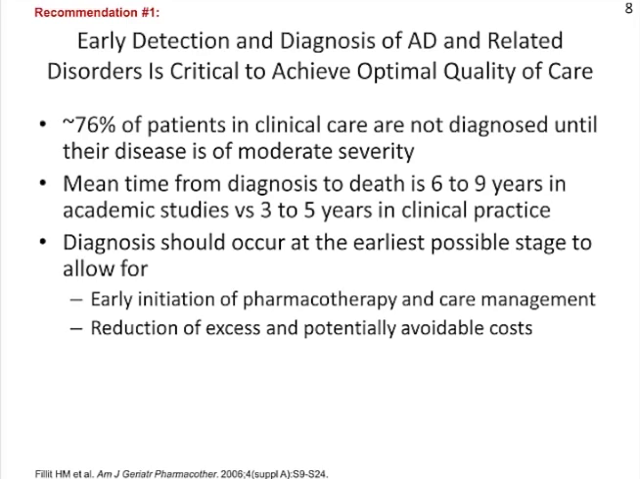So let's take a moment to talk about diagnosis. As you see in this first recommendation, early detection and diagnosis of Alzheimer's disease and the related disorders is critical, and I can't stress it enough, critical to achieving optimal quality of care. And the statistics are really staggering, that over 3/4 of the cases are not diagnosed until moderate to severe levels. So we're not diagnosing our patients in the earlier stages of Alzheimer's disease. Again, the vast majority are not diagnosed until they get that moderate to severe.